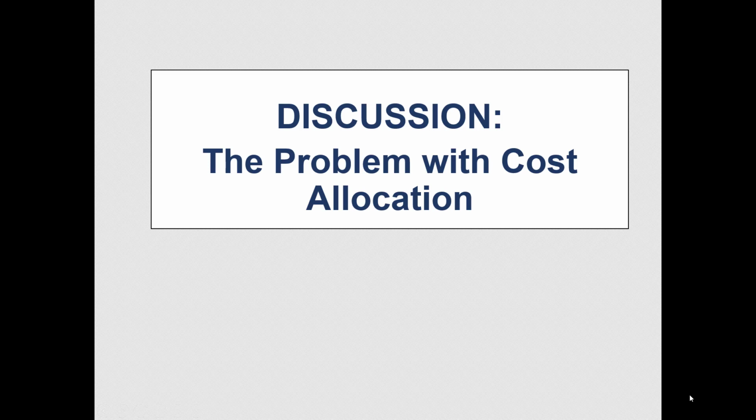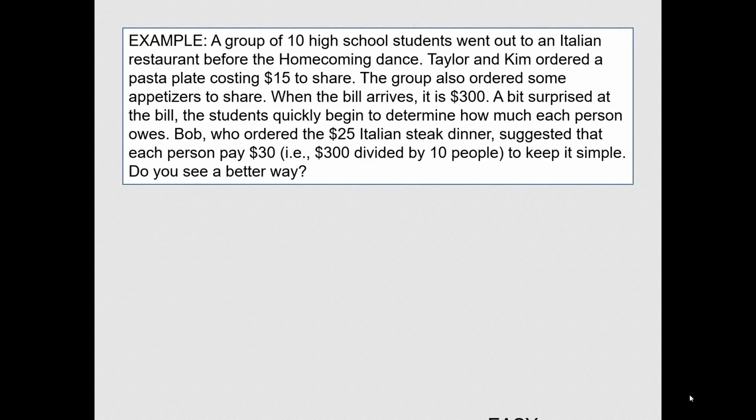To help you see the big picture of activity-based costing, let's look at a real-life problem with cost allocation. This is based on a true scenario some years ago when I had daughters who were freshmen in high school, and the problem with being a freshman in high school and going to the homecoming dance is nobody drives unless you go with older students. Well, this was a group of freshmen, high school students, that went to an Italian restaurant before the homecoming dance.